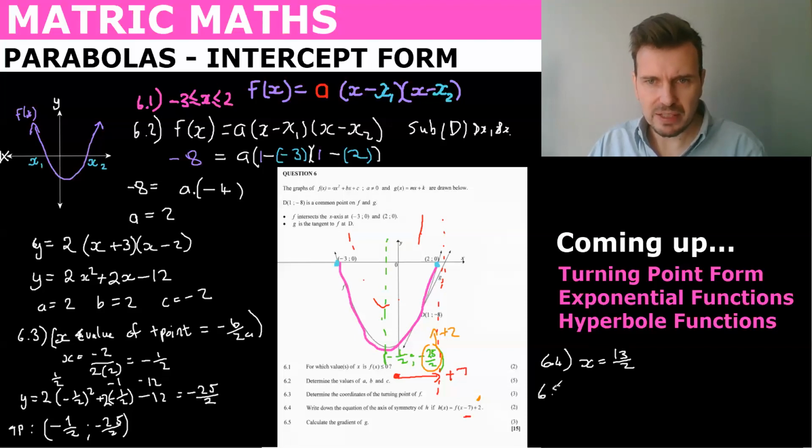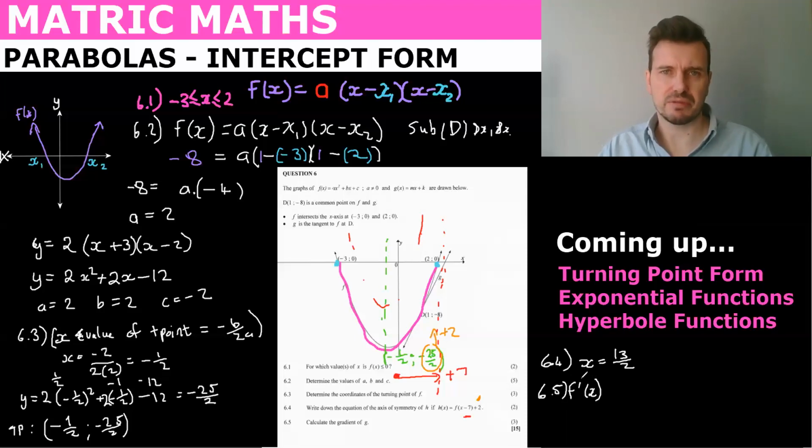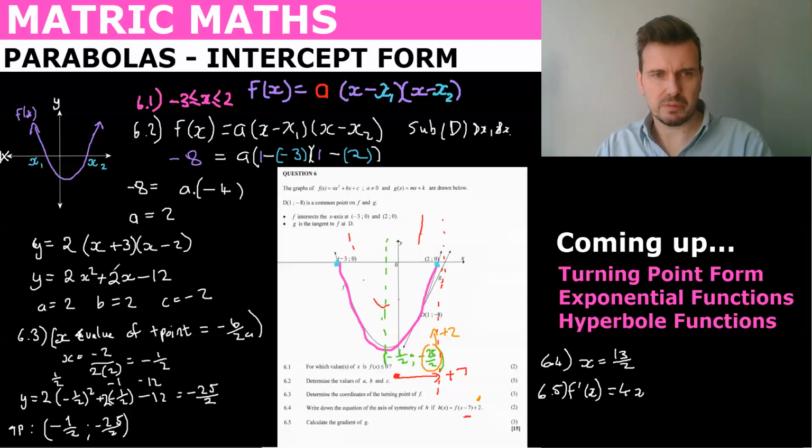6.5, they want the gradient of g of x. Well, the gradient of g of x means the slope at this point. Well, we know the slope of a parabola is the derivative. So all we need to do is get f dash of x. And this I will go through in calculus if you don't understand. But f dash of x is going to be 2 times 2 is 4x, and then if it's an x here, the derivative is going to be whatever stands in front of the x, which is plus 2.